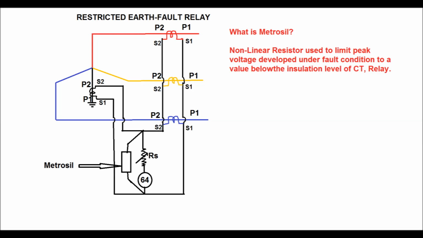Now Metrosil is basically a non-linear resistor. It is used to limit the peak voltage developed under fault condition to a value below the insulation level of the CT and relay. It is basically used when the peak voltage developed during fault condition is greater than 3 kV. So in this video we will discuss whether Metrosil is required or not for the REF relay based on the value of the stabilizing resistor.